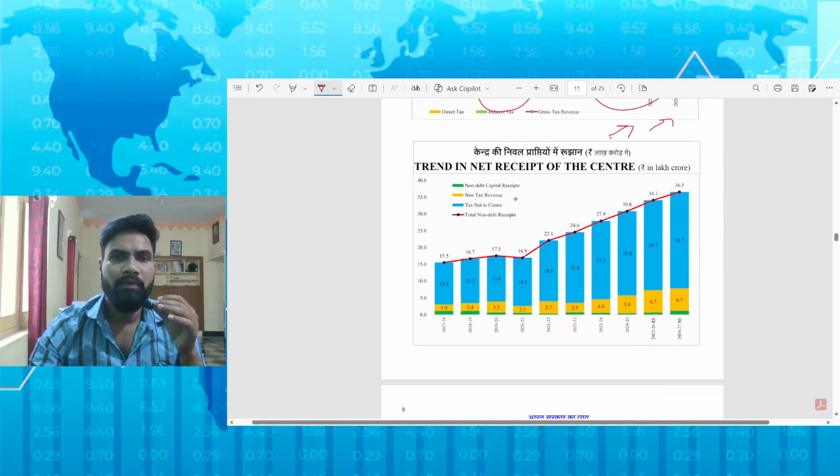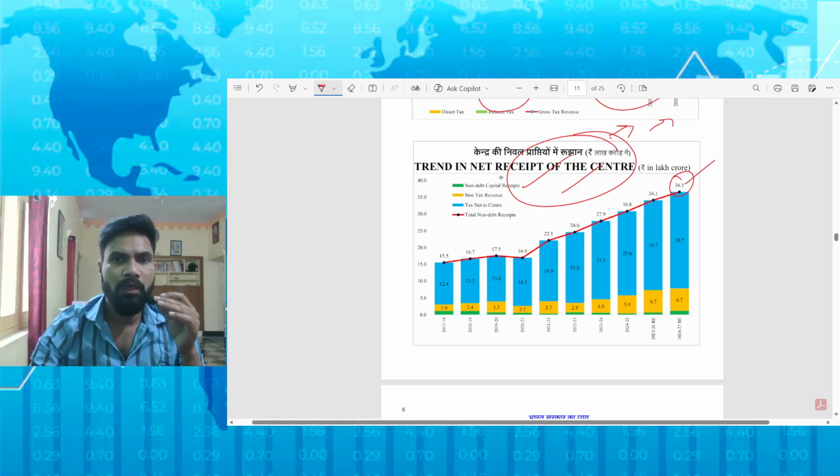Then the next area we will see is the trend in net receipts of the central government. You can see total non-tax non-debt receipts, they stand at 36.5. No, I'm sorry, they are not.